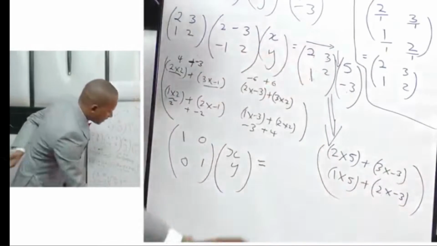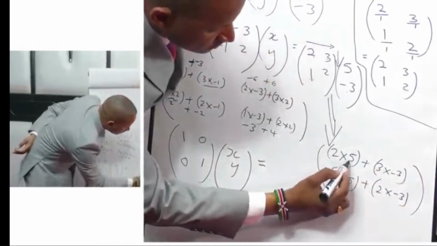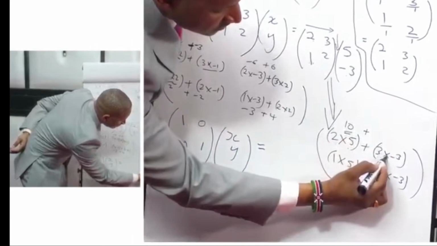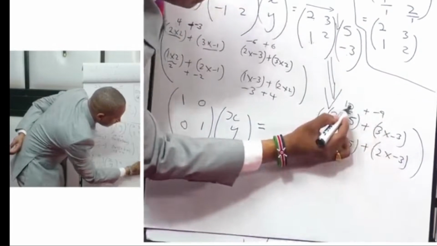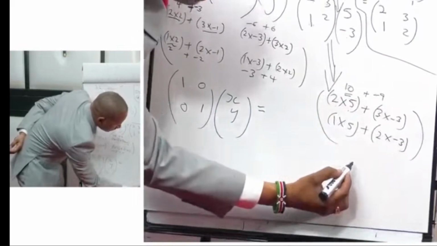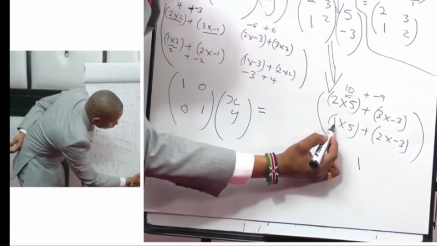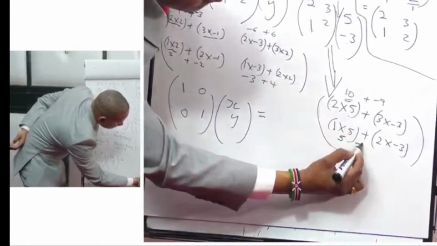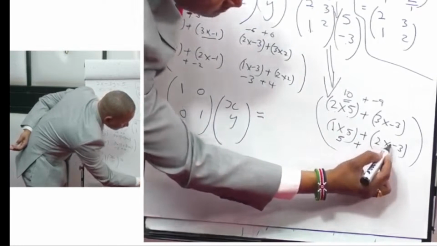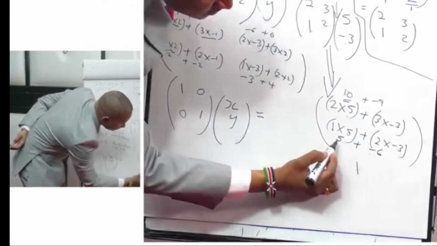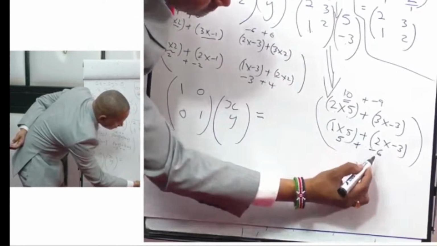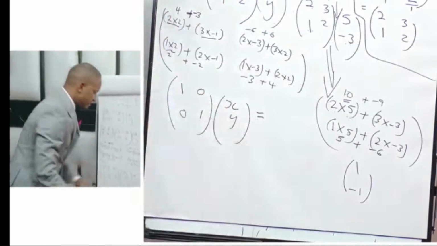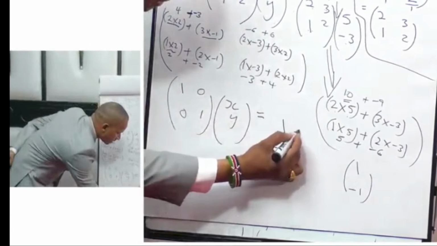What do I get? 10. 2 times this is 10, plus 3 times minus 9. So 10 minus 9 is 1. Then 1 times 5 is 5, plus 2 times minus 3 is minus 6. So 5 plus minus 6 is minus 1. So this side equals 1, minus 1.